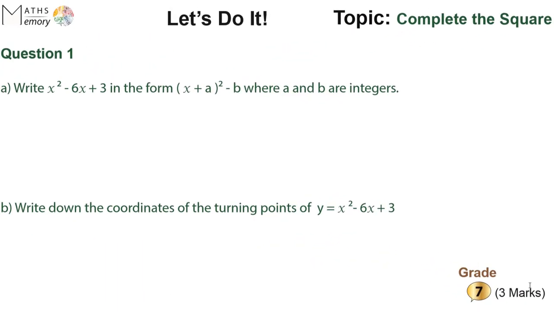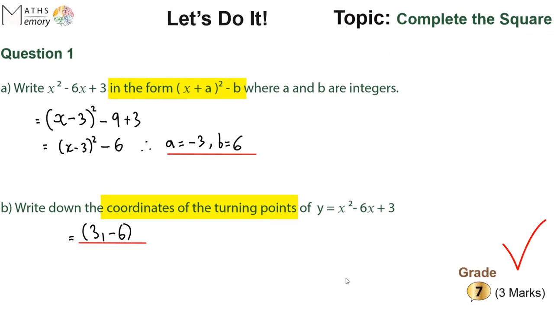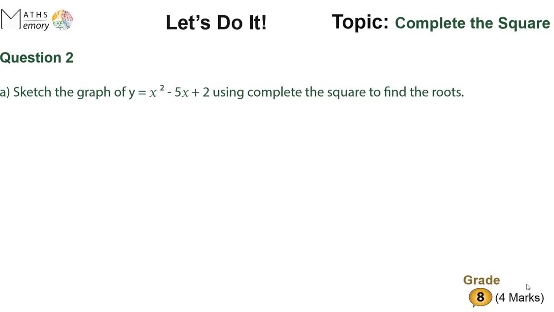Question 1, let's do it. So write down parts A and B for question number 1. Try your best to do these parts and press play when you are ready. Question 2, let's do it. Press pause, write this question down, sketch the graph of this equation, find complete the square, and press play when you are ready.